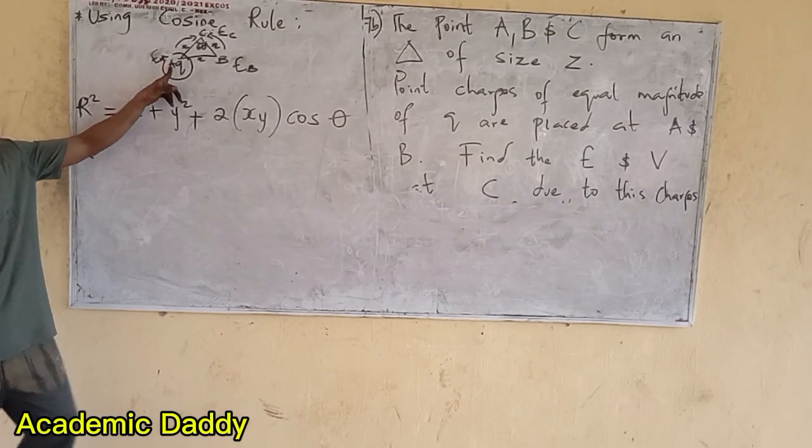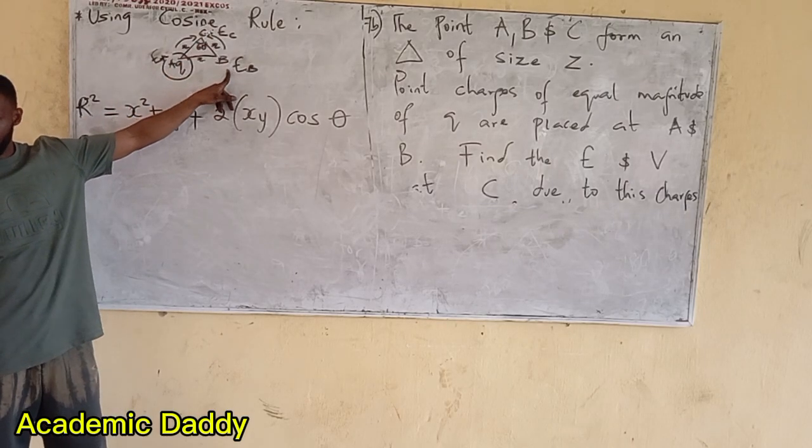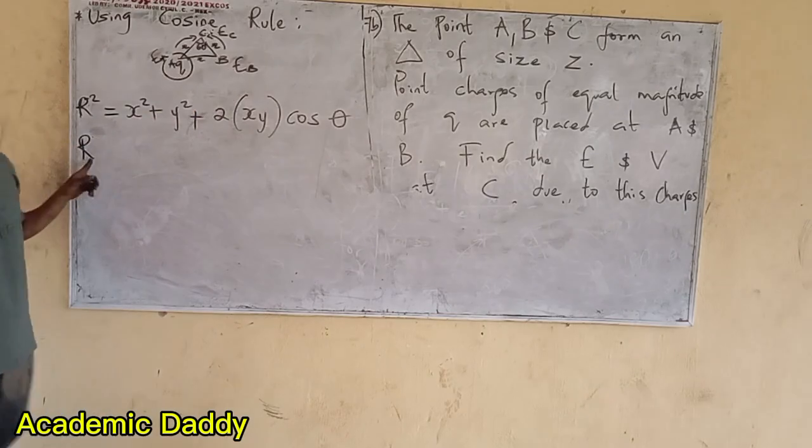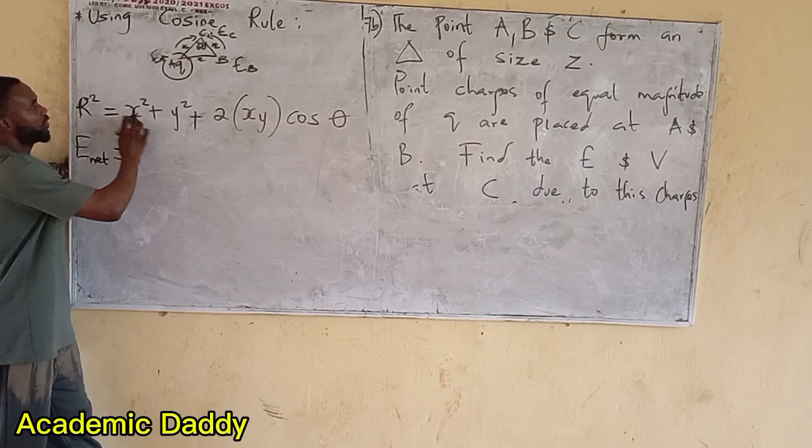Notice that the electric field here is the one at A, this one is the one at C, this one is the one at B. The resultant here is simply the total electric field, which is my E. The E net is going to be the one on X now.